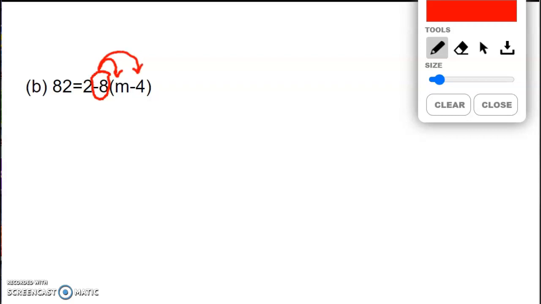So when I distribute, we have -8 times m, so that's -8m. -8 times -4, that's going to be +32, because negative times negative is going to be positive, and 8 times 4 is 32. We have not done anything with the 2, so the 2 comes down and everything else stays the same. Okay, so you do need to rewrite the equation, because if you do not rewrite the equation, that's where you are most likely to make mistakes.